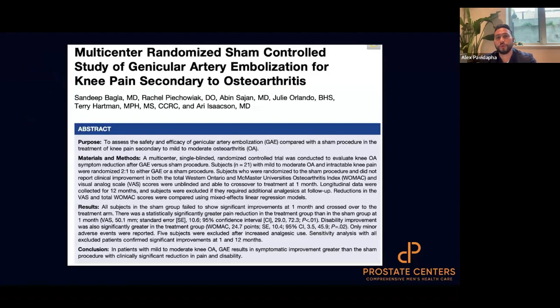So this is just to kind of go over further that we've compared this to sham, which is kind of the standard. There's not many randomized sham studies in our specialty. This is one of the few.